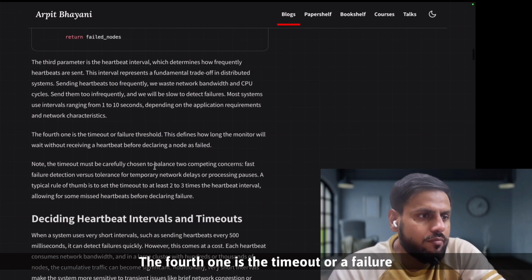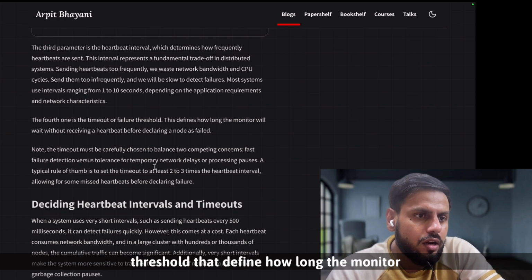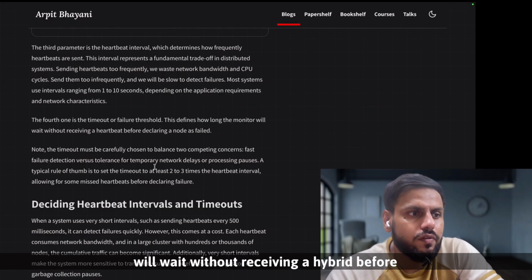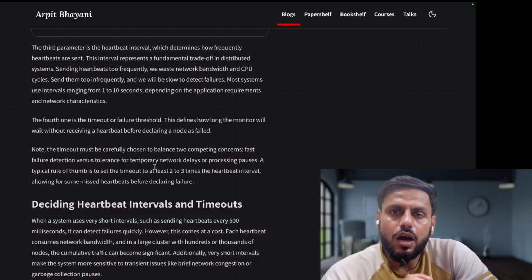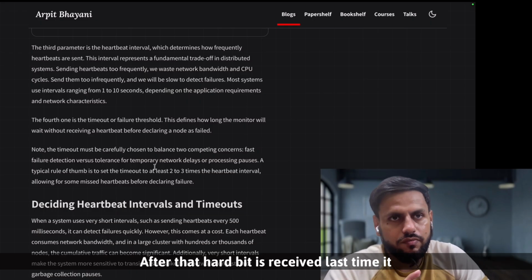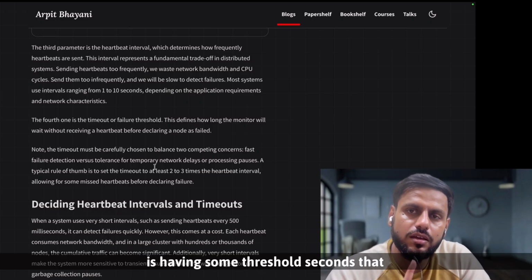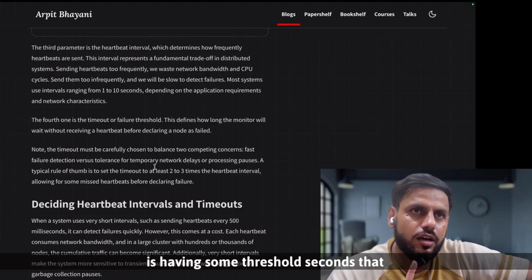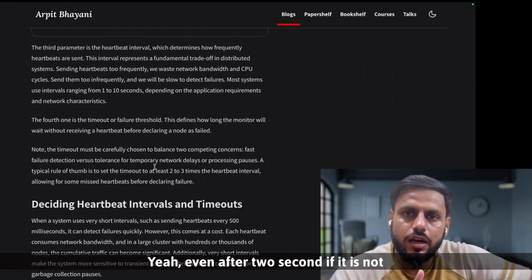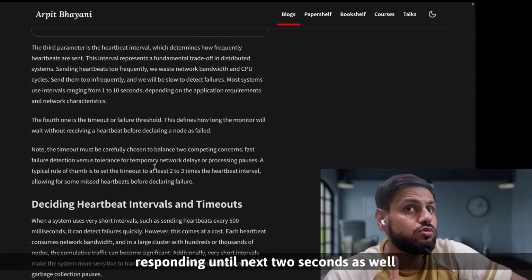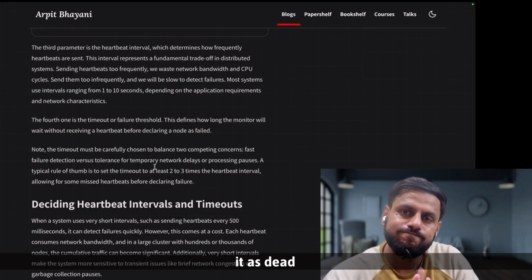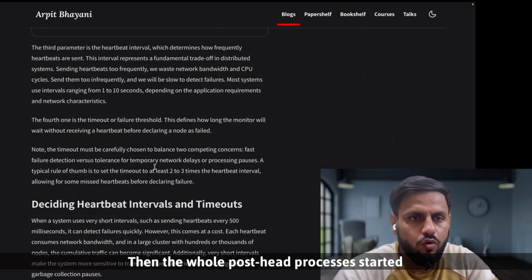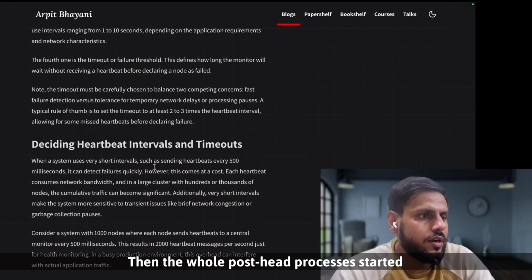The fourth one is the timeout or failure threshold, that defines how long the monitor will wait without receiving a heartbeat before declaring the node failed. So after the last heartbeat is received, there is some threshold, say even after 2 seconds, if it is not responding for the next 2 seconds as well, then 4 seconds is too long, and I will declare it dead. Then the whole post-death process is started.